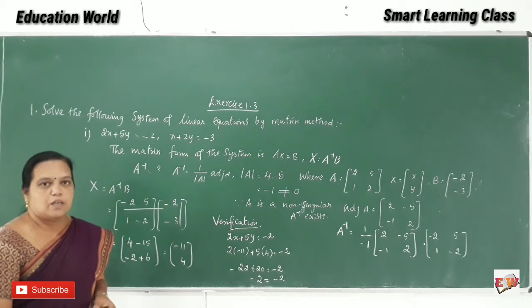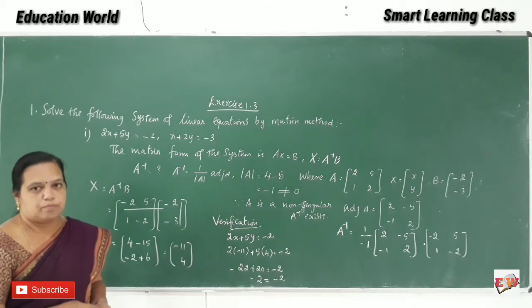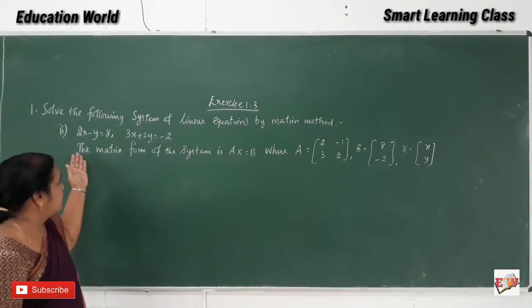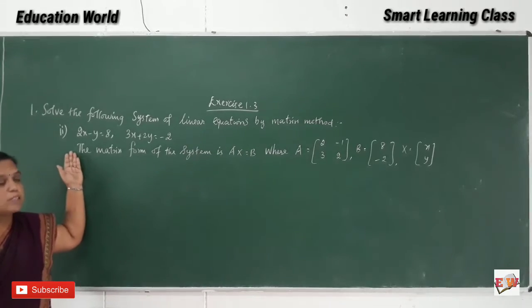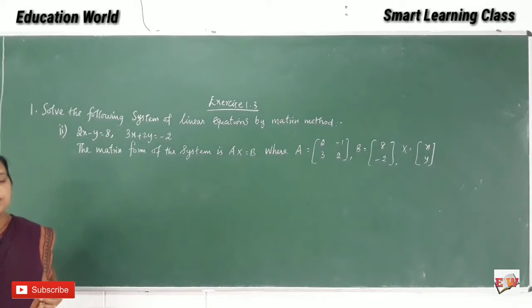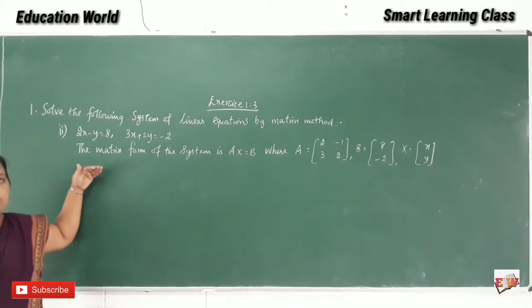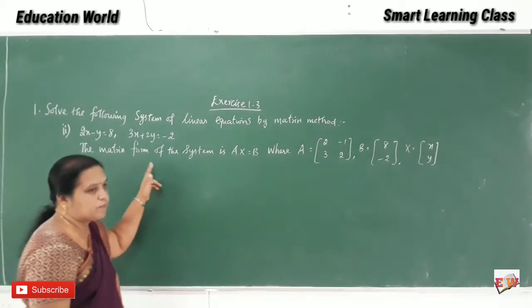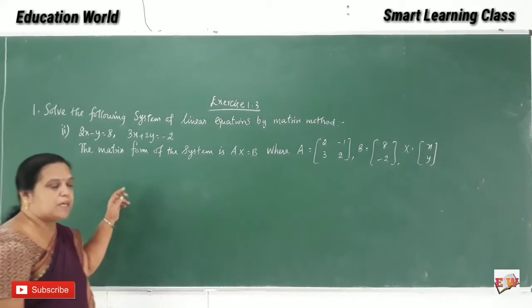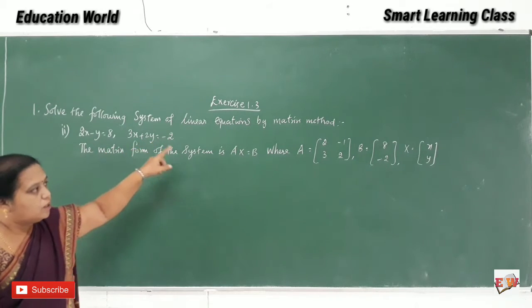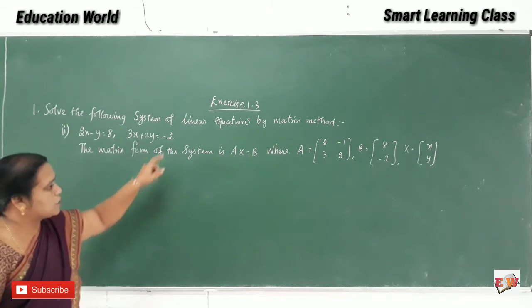Okay, next we move to the second subdivision. We have 2x minus y is equal to 8, 3x plus 2y is equal to minus 2. First we have to write the given linear equations in matrix form. So the matrix form of the system is AX = B, where A is equal to 2, minus 1, 3, 2, B is 8, minus 2.